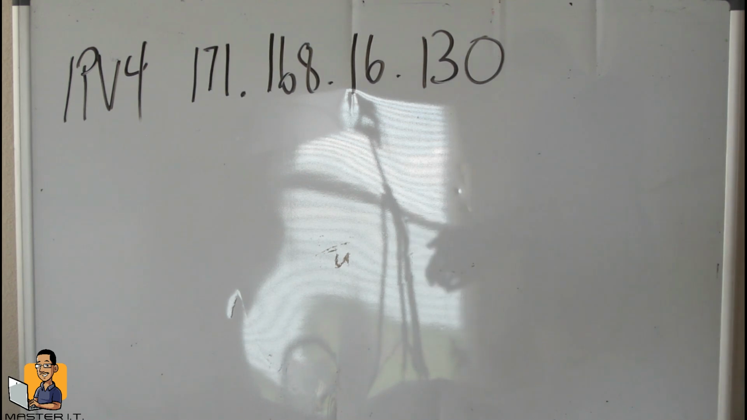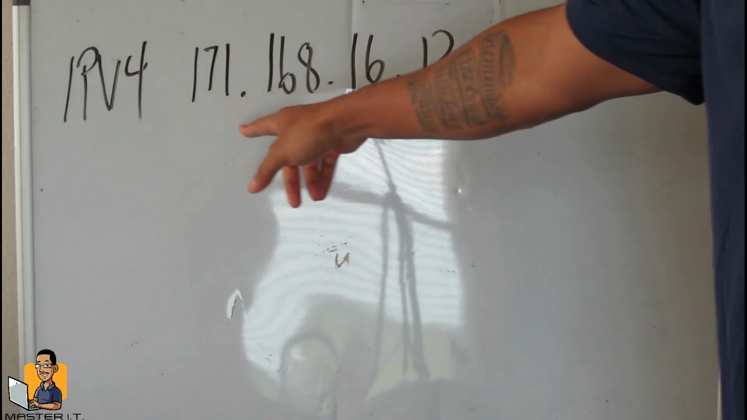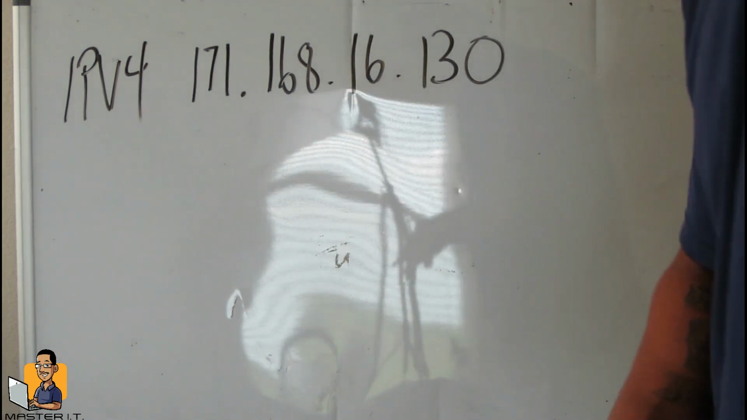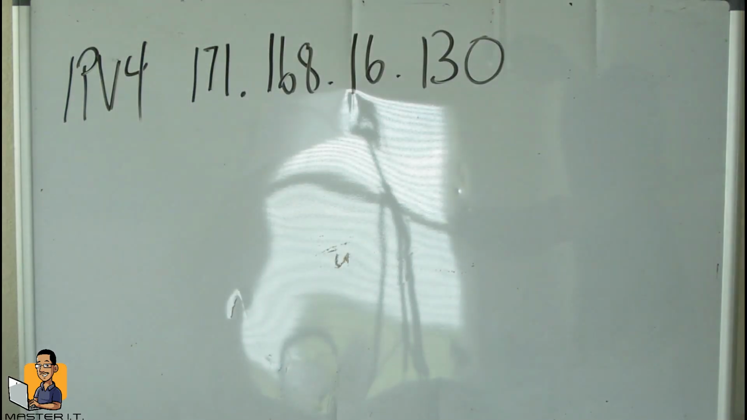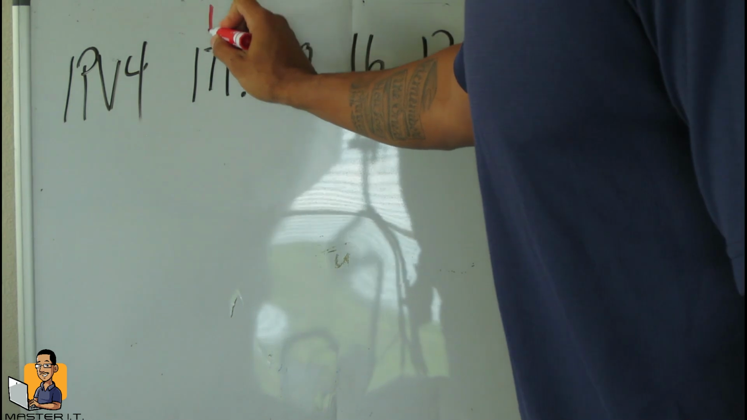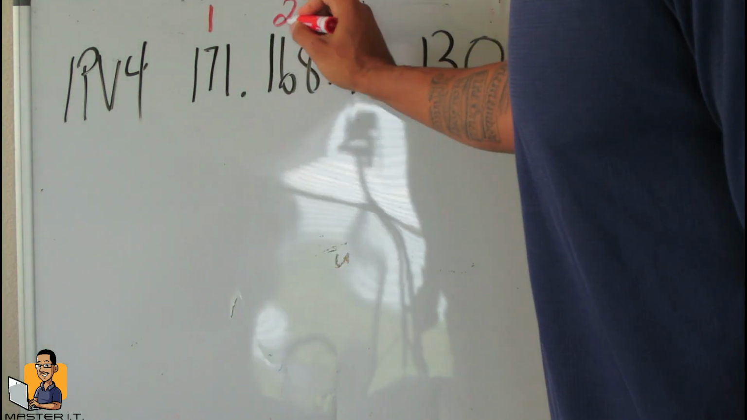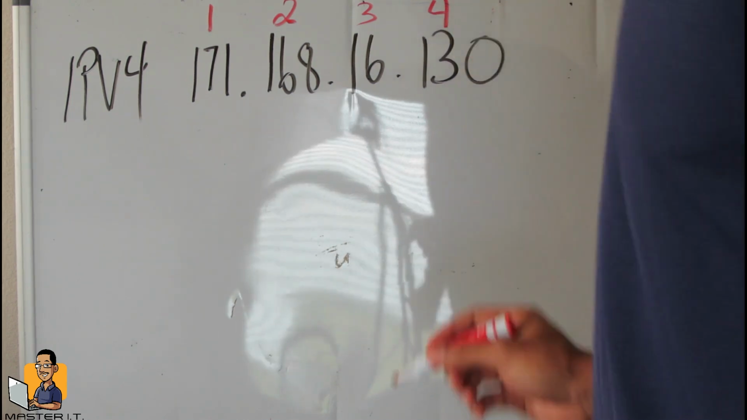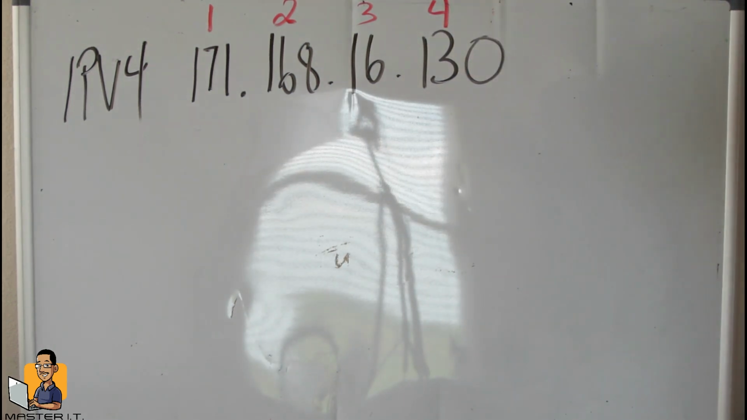How do we figure that out? Each one of these is called an octet. I'm going to change the color up on you, get fancy. So each number is called an octet. We have 1, 2, 3, 4 octets. We have 4 octets.